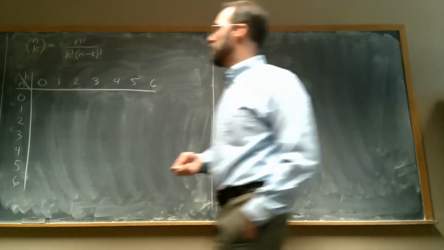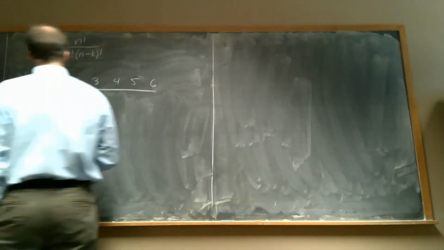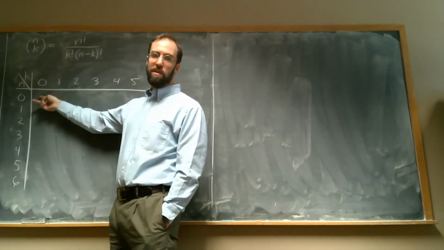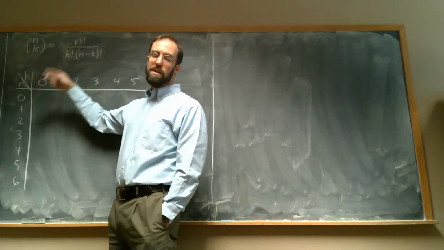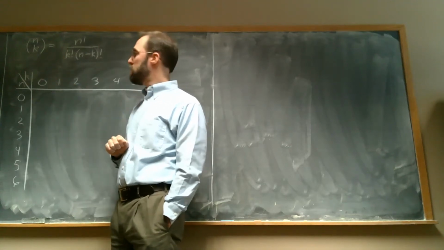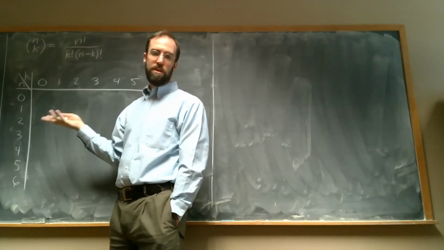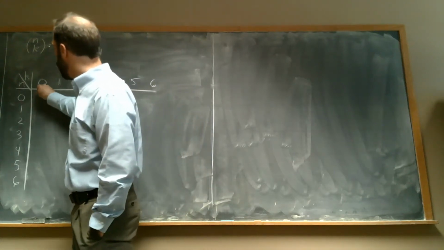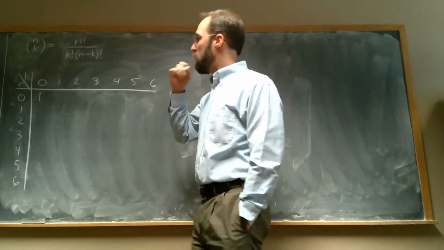So let's start filling this in. So first of all, when n and k are both 0, I should get 1. So actually we saw in the previous video, anything choose 0 is going to be 1. If I have 0 things and I want to choose nothing, there's one way for me to do that, which is to do nothing. Okay, so this should be 1. Makes sense?